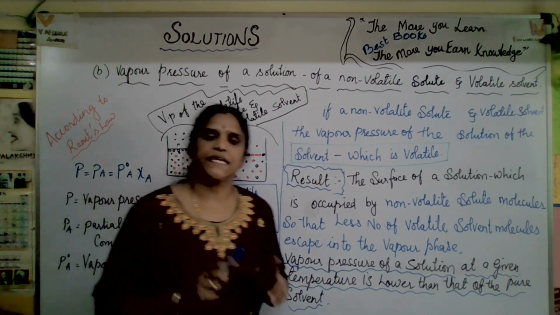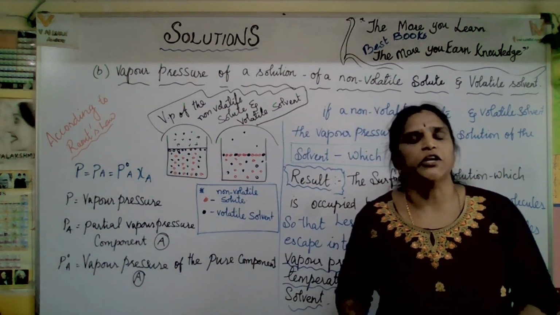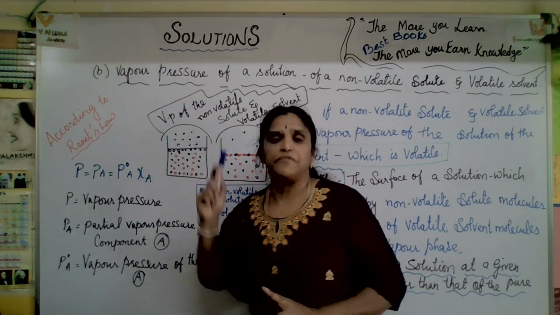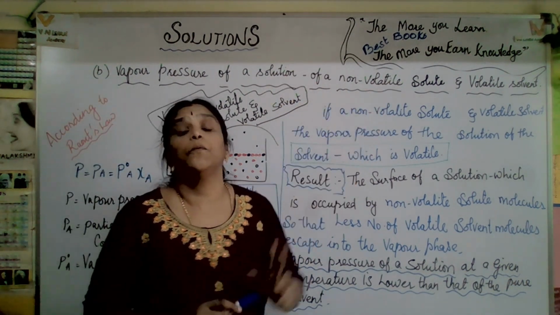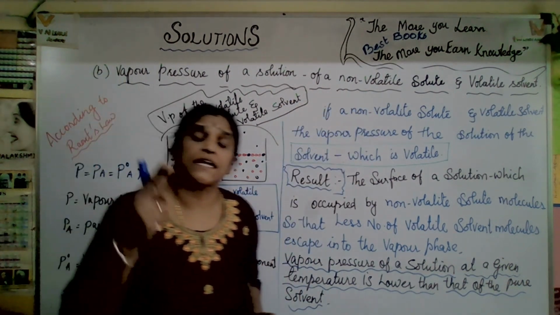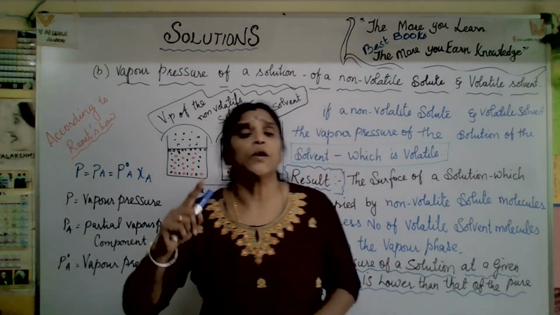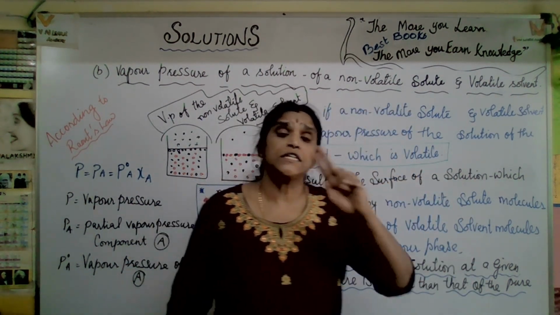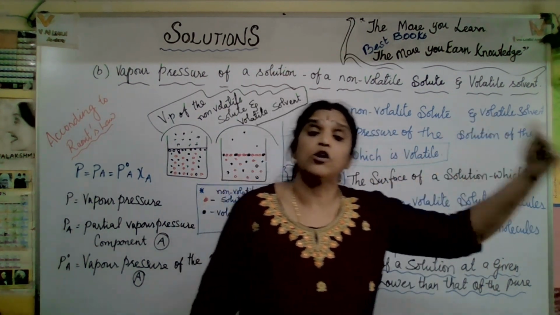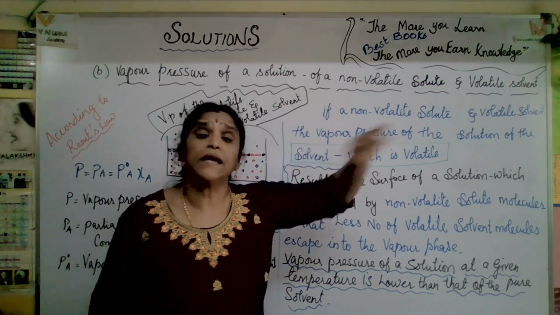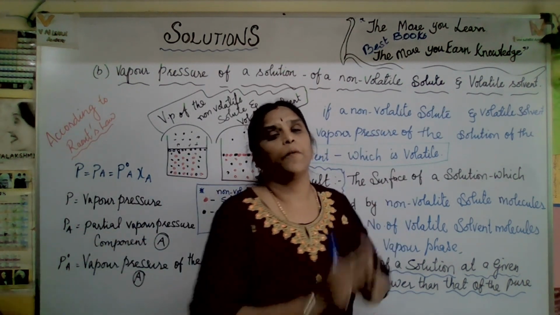Students, as we are seeing important questions from the solutions chapter, today's important question is on the vapor pressure of a solution of a non-volatile solute and volatile solvent. This is the second category from Raoult's law. The first category is the liquid solution, where both the solvent and solute are liquid components, that is, volatile components. Volatile means what? It is easily evaporable.